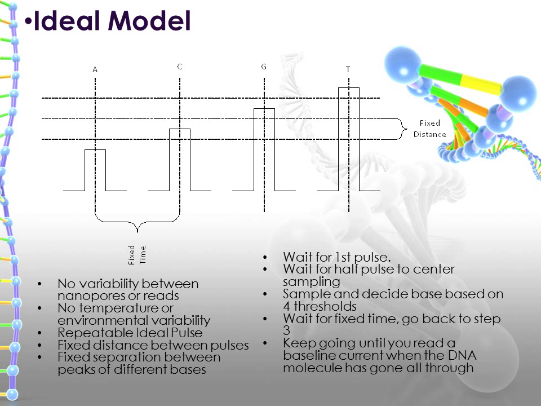Ideally, each base would produce a very good signature, as I'm showing here, ACGT. There'll be no variability between the nanopores or reads, no temperature variation, repeatable ideal pulse, fixed distance between the pulses, and fixed separation between the peaks of the different bases. So the algorithm to read out the bases would be very simple. Wait for the first pulse, wait for a half pulse to center the sampling, and then keep on sampling based on the thresholds, and keep going until you read that there's no current different than the baseline.